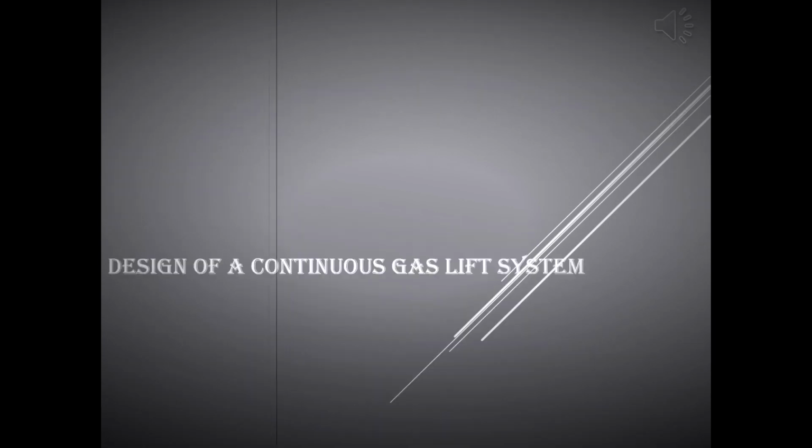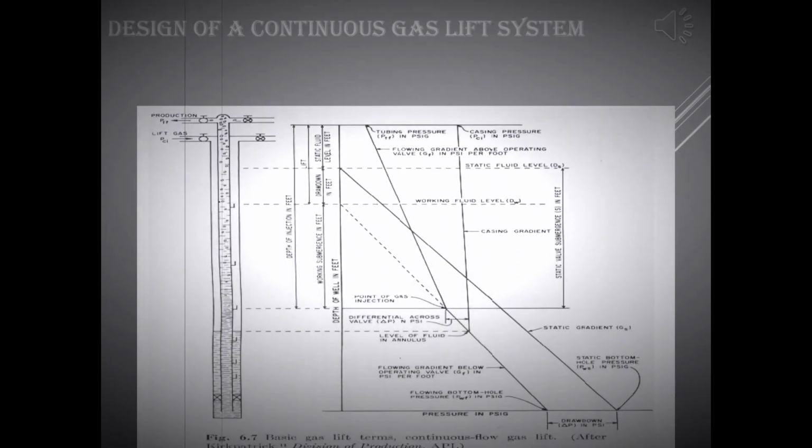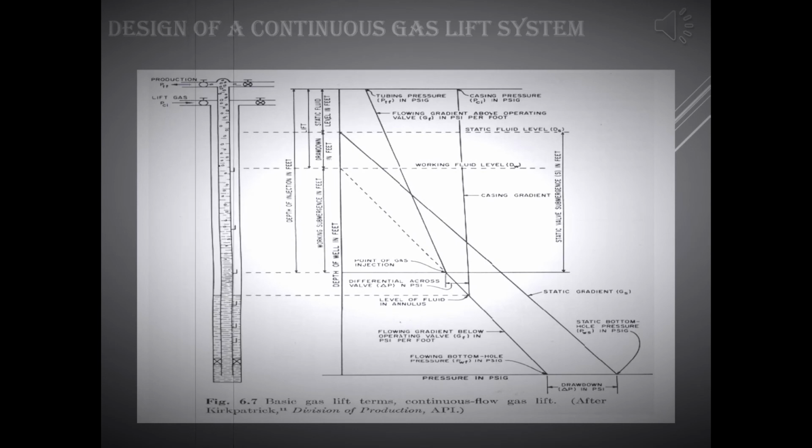Now we come to the last concluding topic: design of a continuous gas lift system. On graph paper, set the y-axis to depth and the x-axis to pressure. Plot the bottom hole pressure point at depth, using the static gradient of the fluid. Plot a pressure versus depth point up the hole. Connect these points and extend to the y-axis; this is the static gradient line.